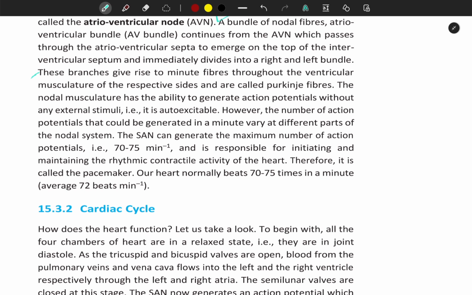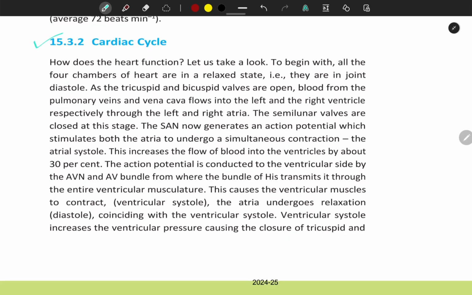However, the number of action potentials that could be generated in a minute vary at different parts of the nodal system. The SAN can generate the maximum number of action potentials, that is 70 to 75 per minute, and is responsible for initiating and maintaining the rhythmic contractile activity of the heart. Therefore, it is called the pacemaker. Our heart normally beats 70 to 75 times in a minute, average 72 beats per minute.